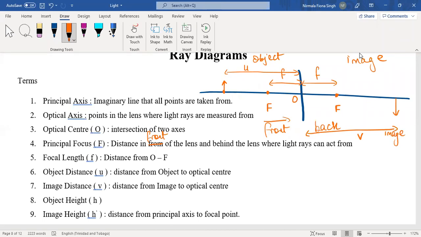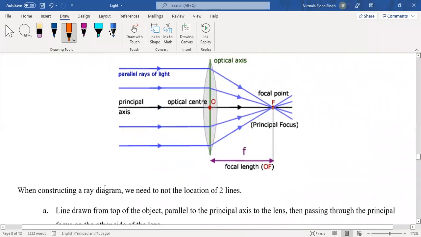It seems like a lot, guys, but it's the same thing you're going to be doing over and over. Then we have here object height. That is simply how high the object is. And then we have H prime. Right? H prime here indicates the height of our image.